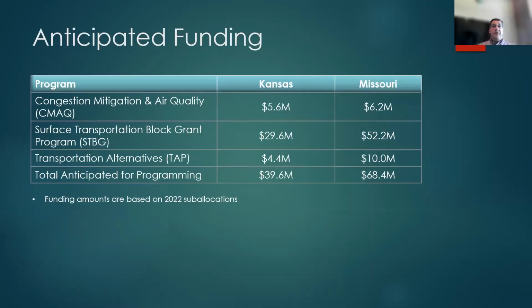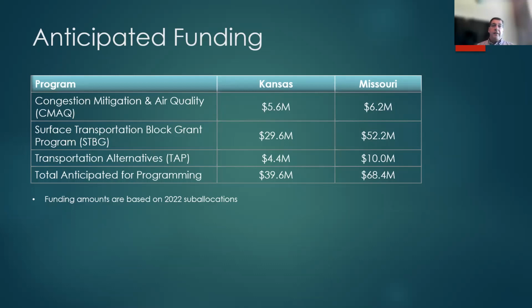Anticipated funding, some of these have changed a little bit as a result of the passage of the bipartisan infrastructure law that did raise funding levels considerably in a few of the programs. Congestion mitigation and air quality did not see very much change related to that. So those numbers have kind of held steady. A surface transportation block grant program, we did see increases of about 10% in that program as far as our obligation authority goes. So we will have some additional resources to program.